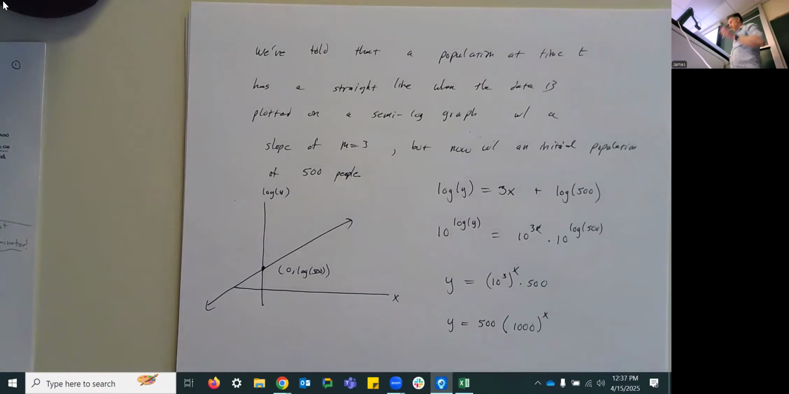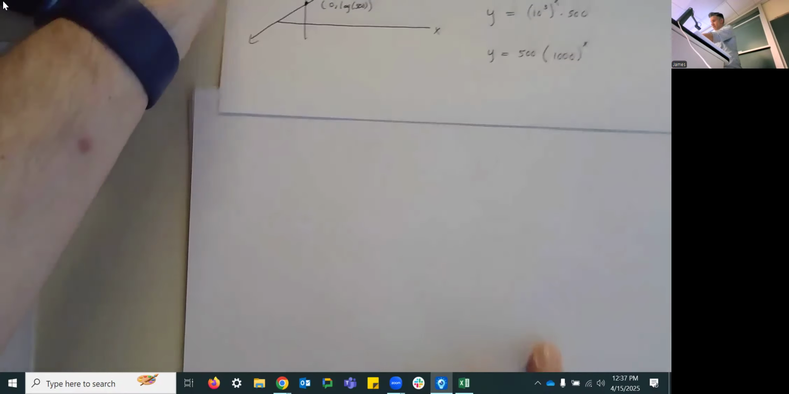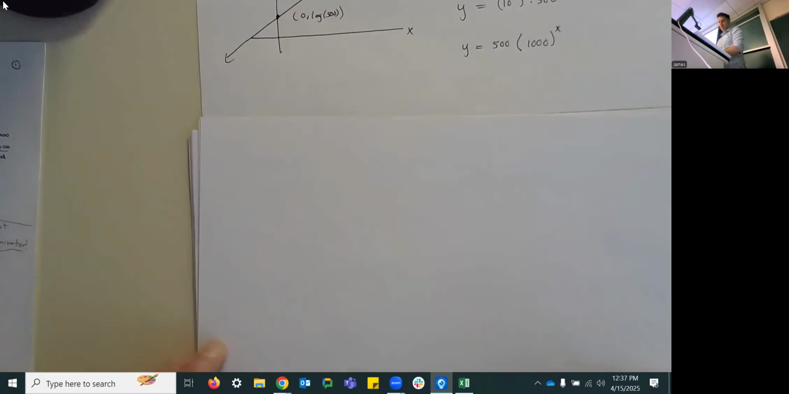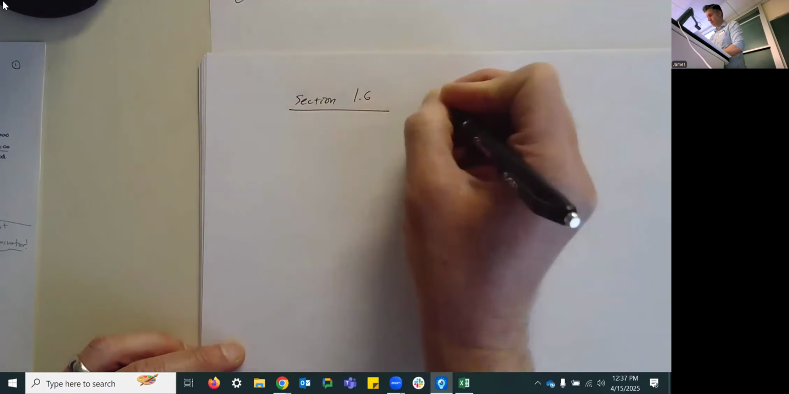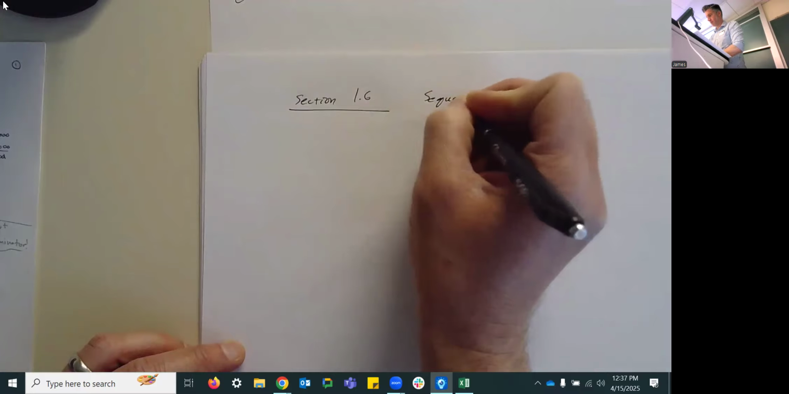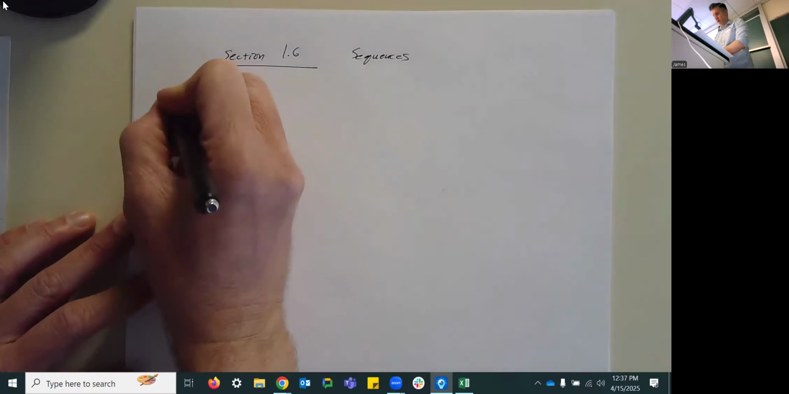All right. So let's move along to section 1.6. Sequences. So sequences here. Let's start with the following idea.